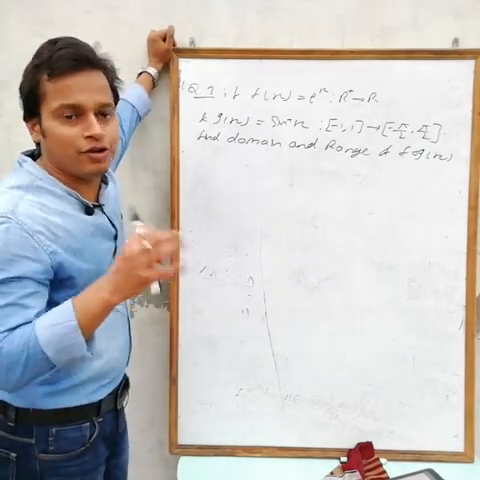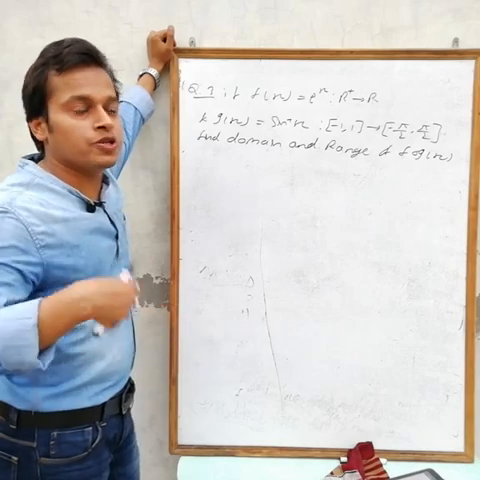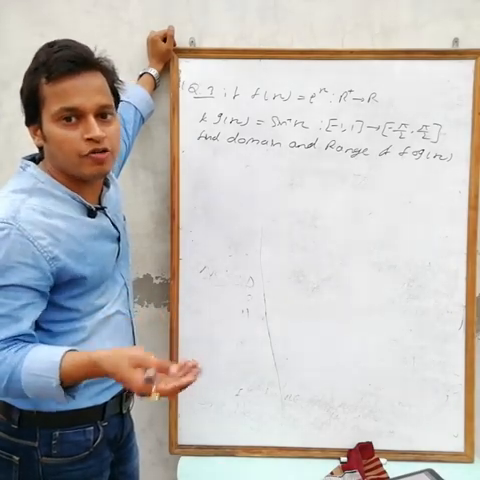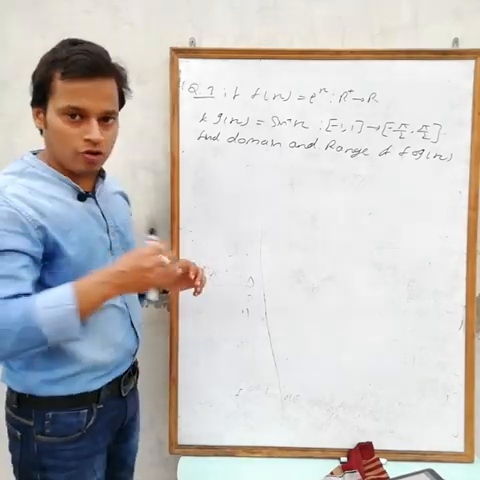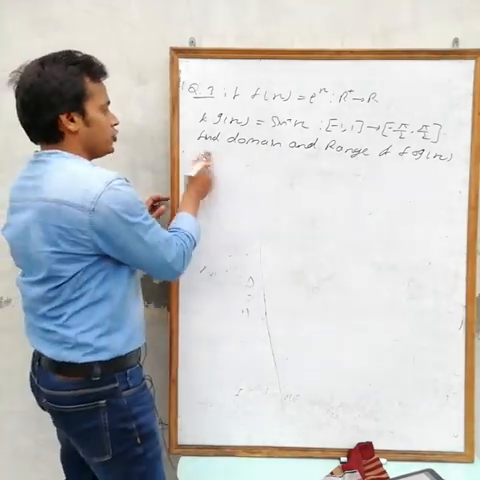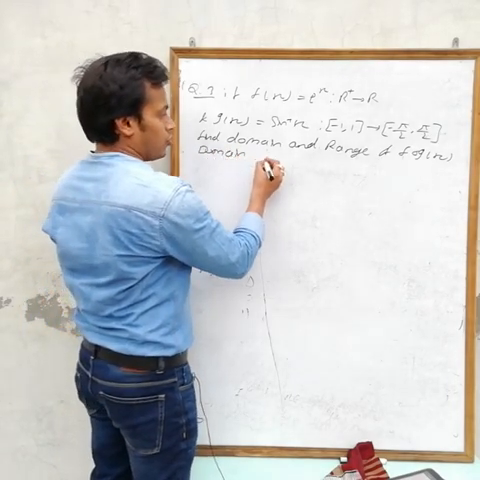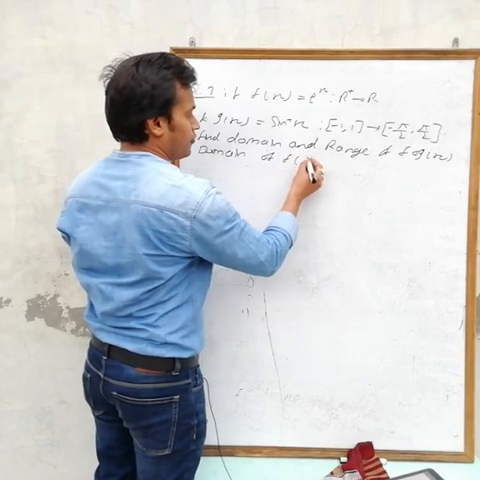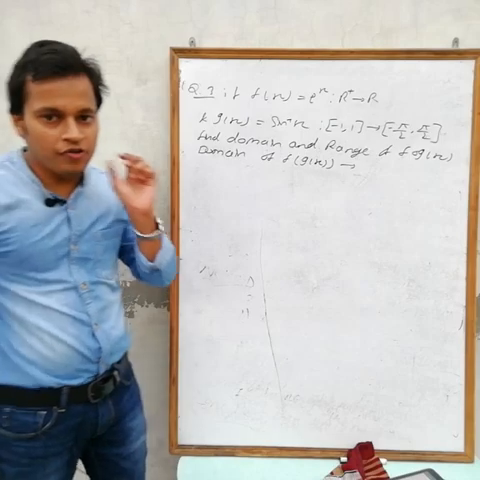So first choose any one, domain or range. Actually first domain, because range is all possible values of y, but you can't take any value of x which is not in the domain. So first we have to identify the domain. Okay, so first find all possible values of x. So first, the domain of f of g(x).